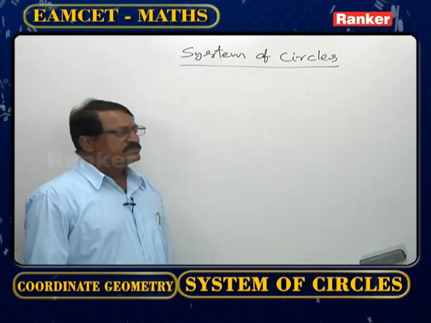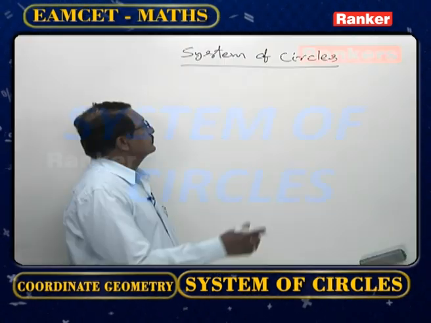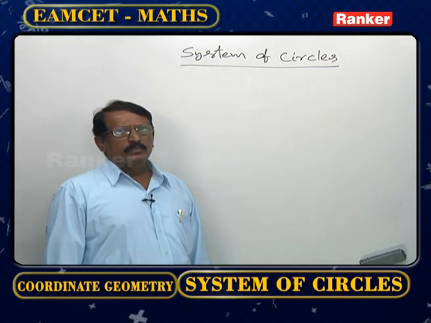We discuss the system of circles topic. In this topic we get at least 2 to 3 marks in EAMCET. System of circles is nothing but 2 or more circles.